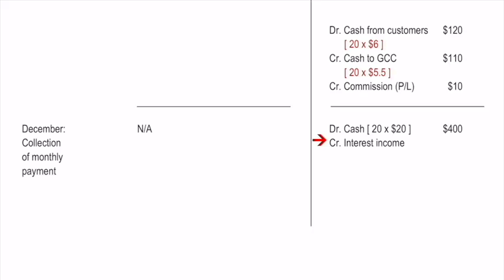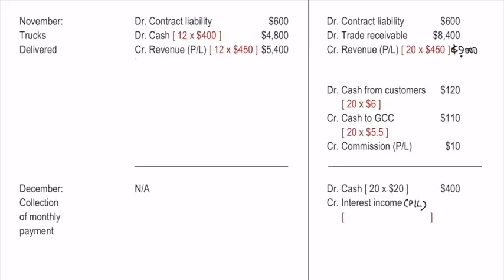In the month of December, collections of monthly payment. It does not apply to Plan 1, you only apply to Plan 2. We have to debit cash, 20 multiplied by 20,000 from each customer. In total, the company received $400,000 cash. Out of this $400,000 cash, we have to credit interest income in profit and loss. The interest income is equal to this amount, 8,400 at 13% per annum, multiplied by 1 over 12, equals to 91.